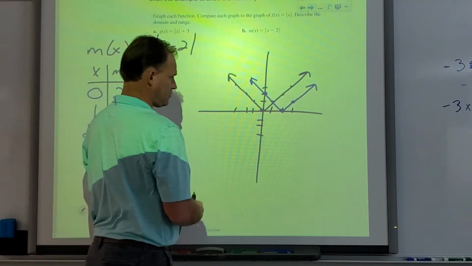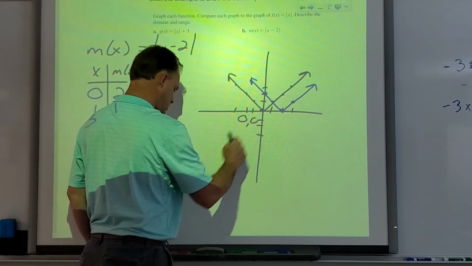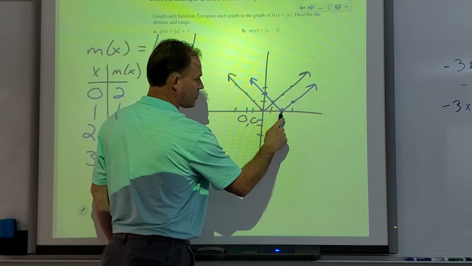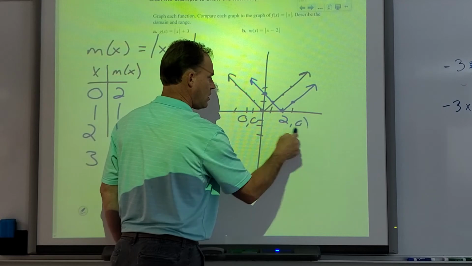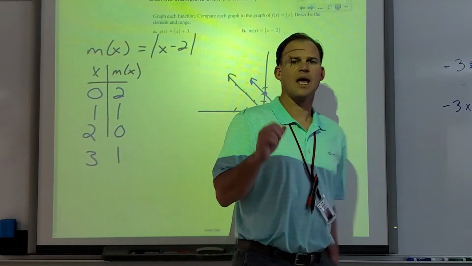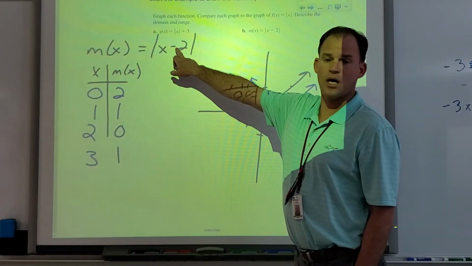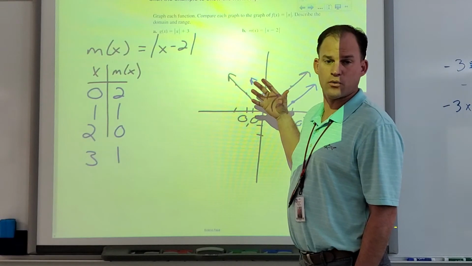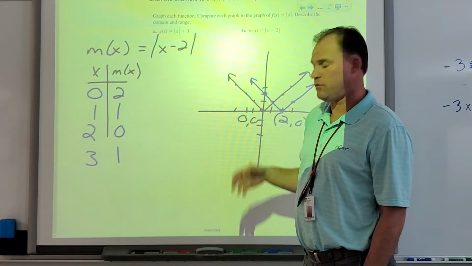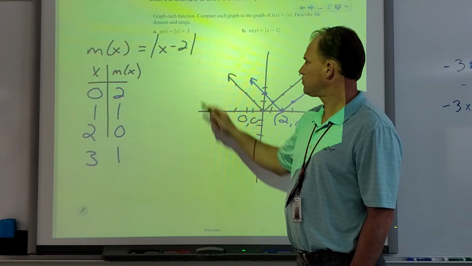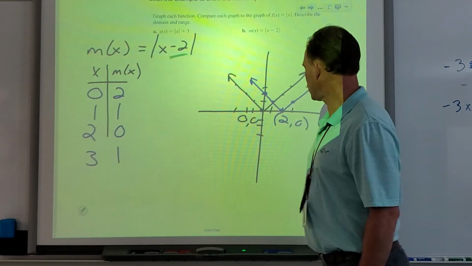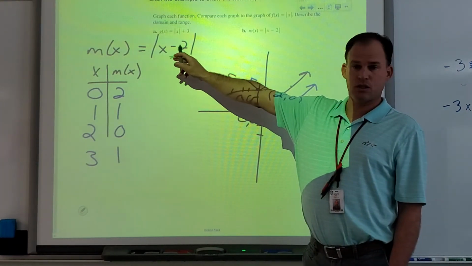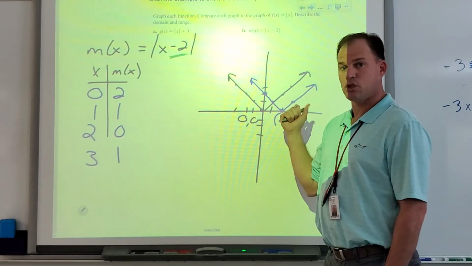So, the vertex here is 0, 0. That's the original. Vertex here is 2, 0. How did this number affect the graph? Which way did it move? So, a minus 2 shifted it right 2.